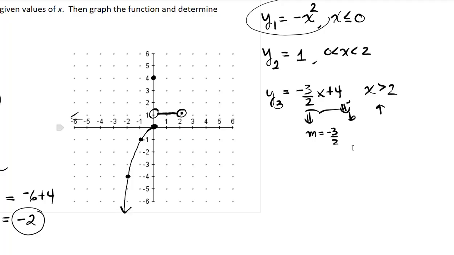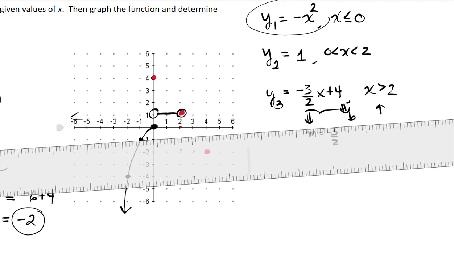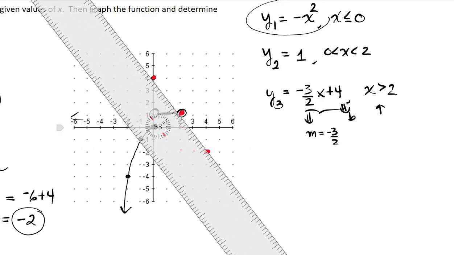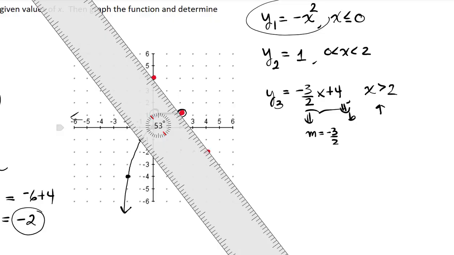So let me illustrate this in a different color. So start at 0, 4, down 3, run 2, which is going to overlap this open circle here. Again, we're going to apply it one more time. So down 3, run 2. And with these 3 red dots, it's more than enough to sketch the line.